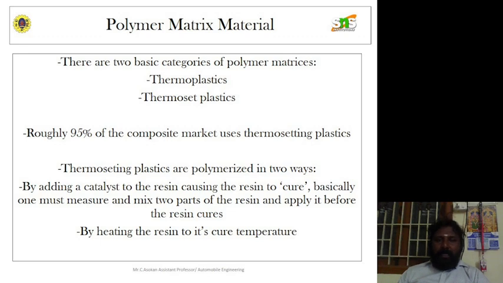Polymer matrix materials. There are two basic categories of polymer matrix: first thermoplastics, and then thermosetting plastics. Roughly 95% of the composite market uses thermosetting plastics, which are polymerized in two ways: by adding a catalyst to the resin to cure it, or by mixing two parts of the resin and applying it before the resin cures, or by heating the resin to its cure temperature.